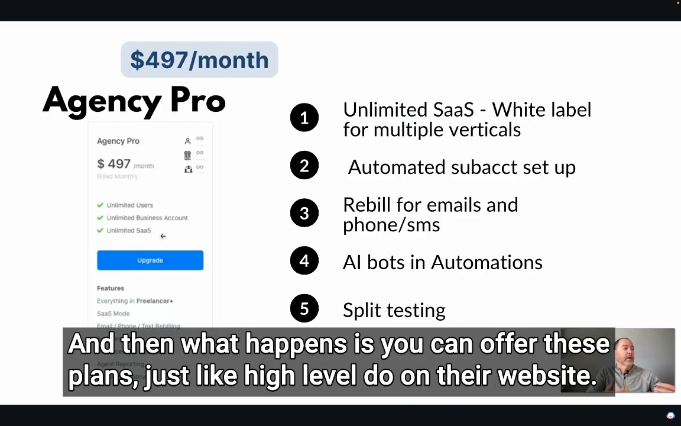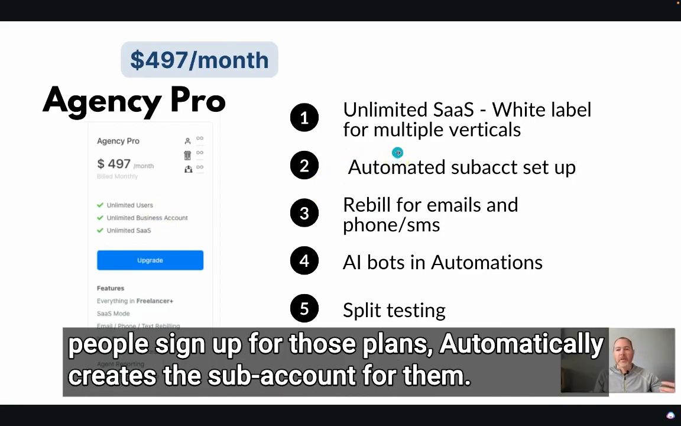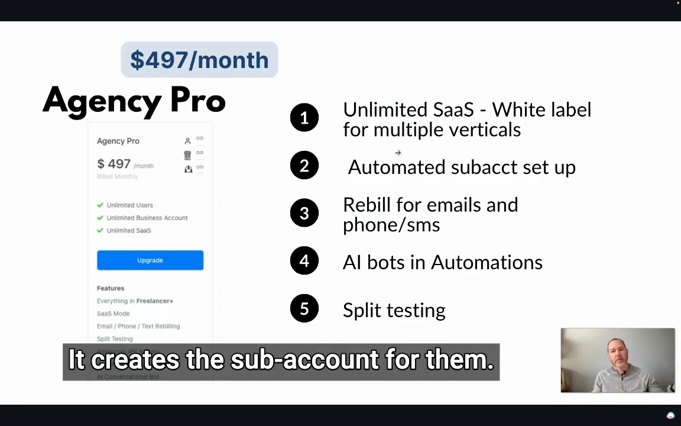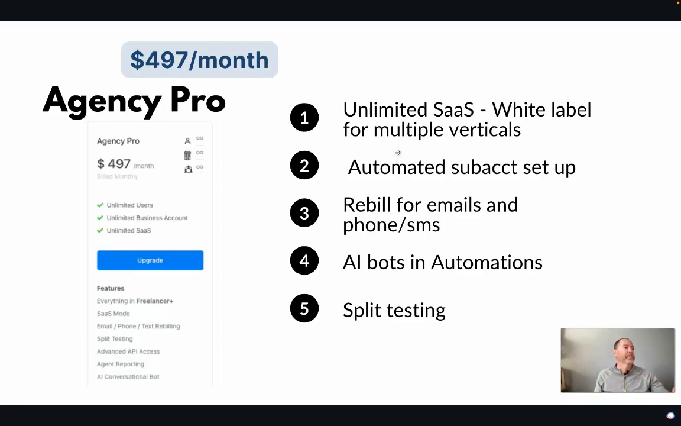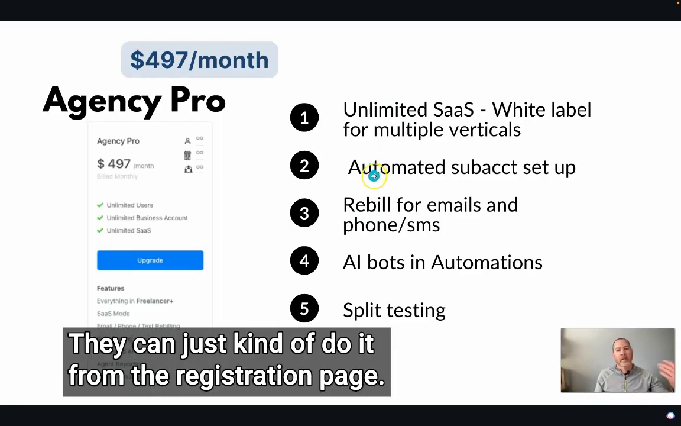Okay, and then what happens is you can offer these plans just like HighLevel does on their website. People sign up, and what they've done on the Agency Pro is made it so that when people sign up for those plans, it automatically creates the sub account for them. It just asks for the information and creates the sub account for them. So that piece is automated. You don't have to do that manually. They can just do it from the registration page.